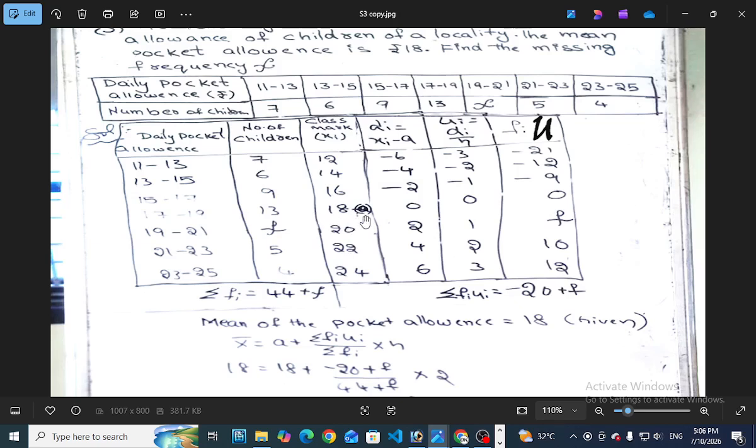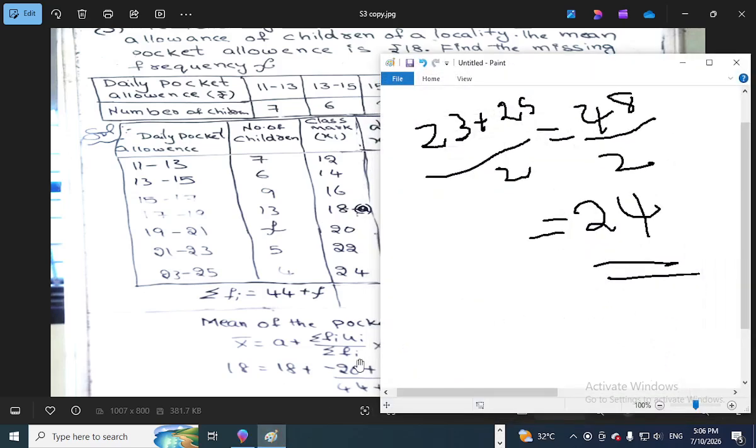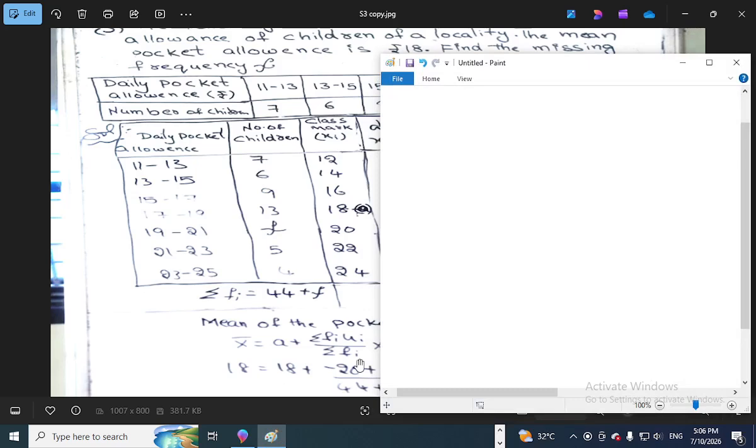By using this assumed mean, here we are finding the deviations. How do we find the deviation? By using the assumed mean. Please observe here.